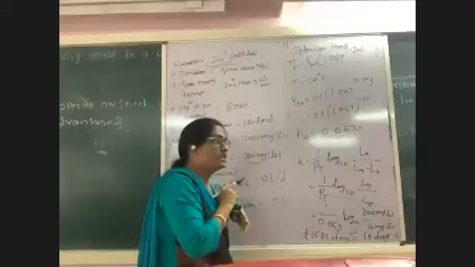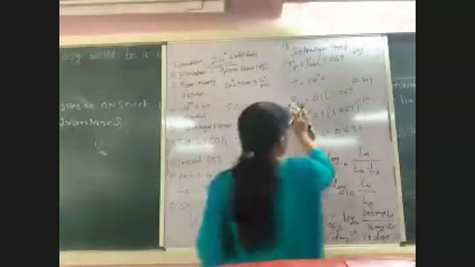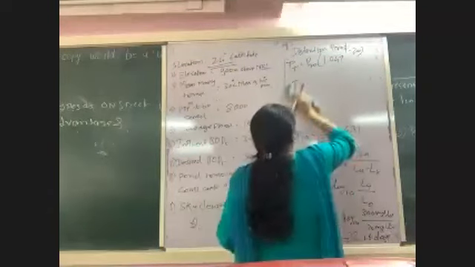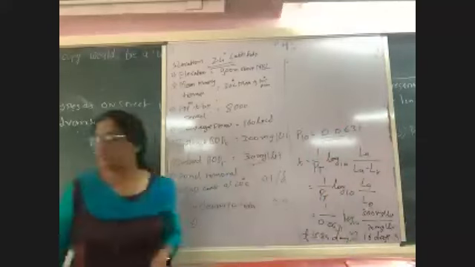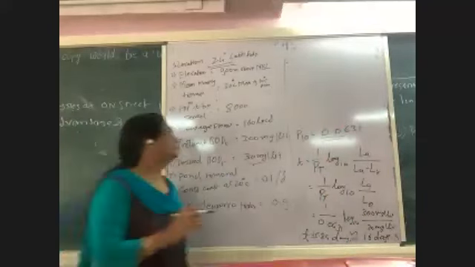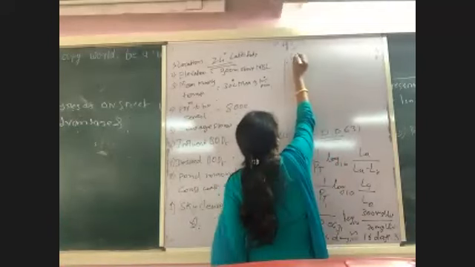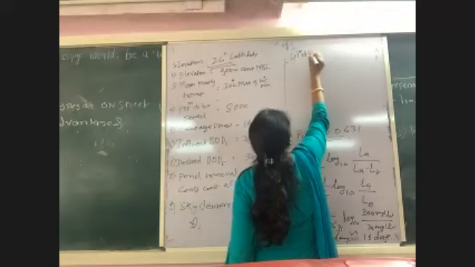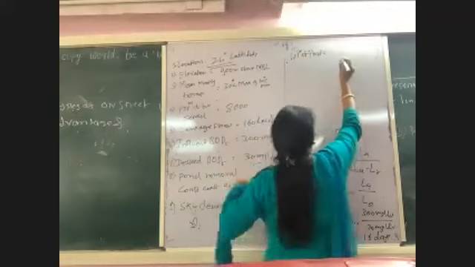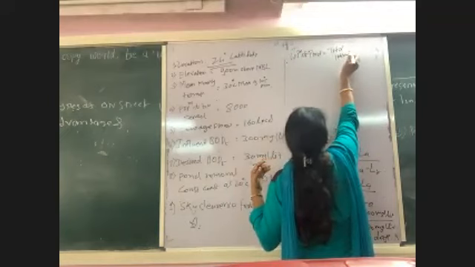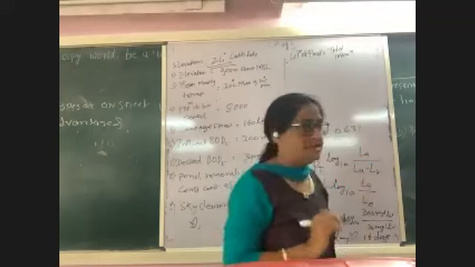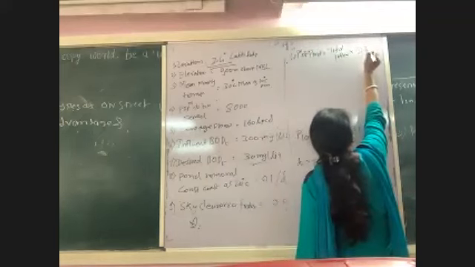So, what is the next step? The next step is to determine the volume of BOD. Now, how to determine the volume? You know the total volume. Volume of pond is equal to total inflow multiplied by detention time or detention period.